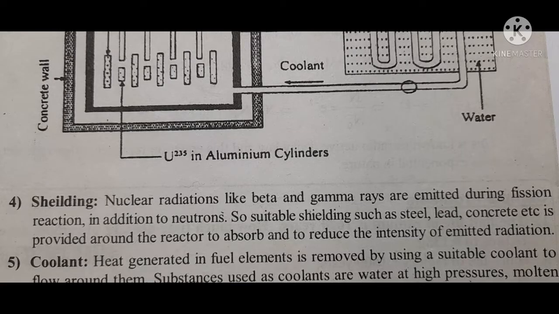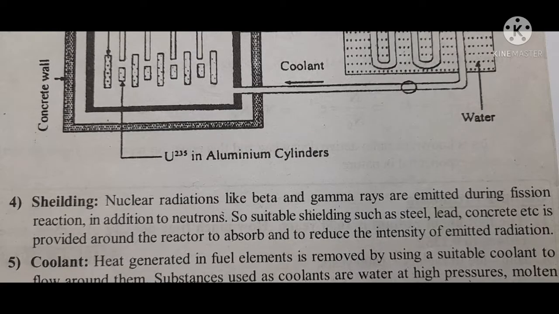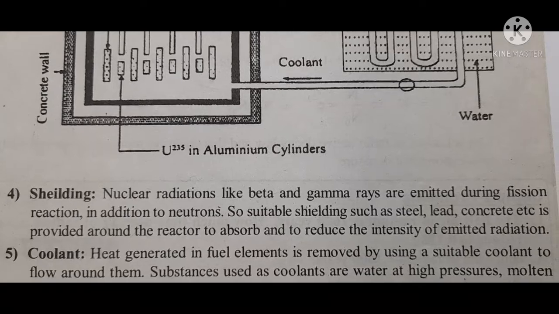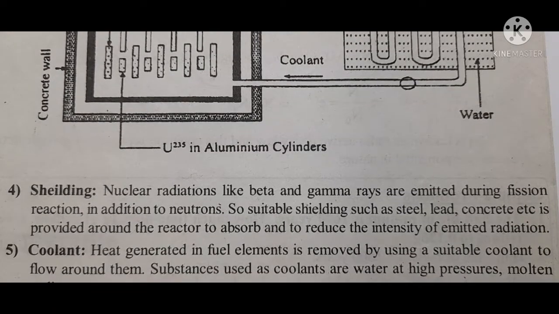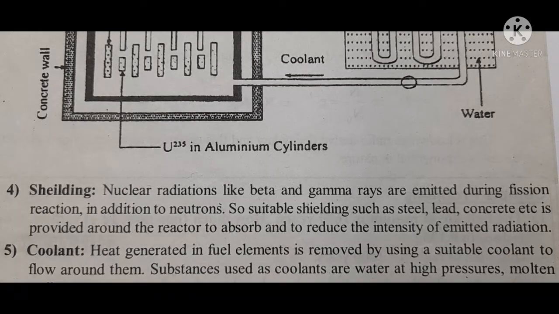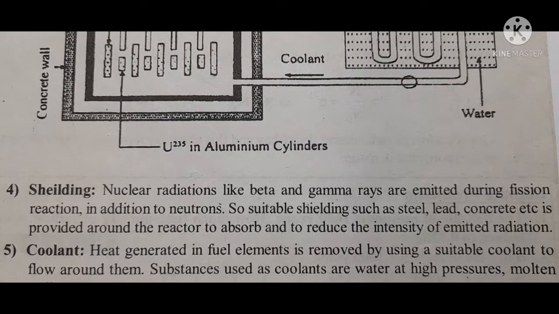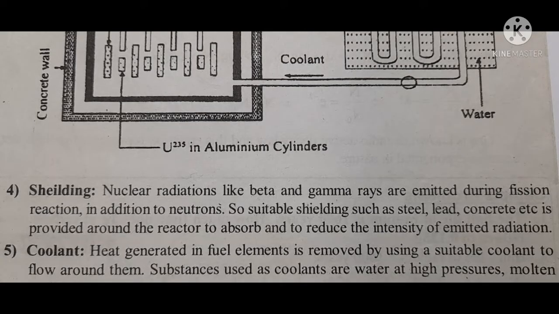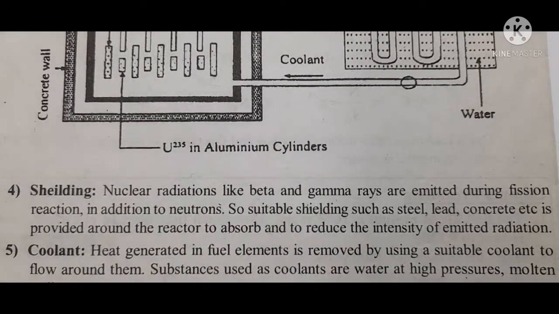So look at this one. Nuclear radiations like beta and gamma rays are emitted due to the fission reaction, in addition to neutrons. So suitable shielding such as steel, lead, concrete, etc. is provided around the reactor to absorb and to reduce the intensity of emitted radiation, which is not harmful to the operating person. So that is about the protective shielding, which is a thick wall like this.